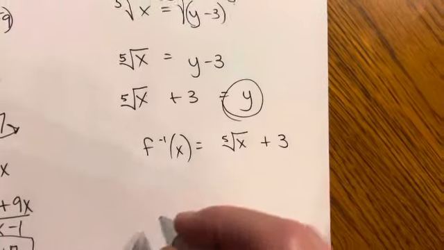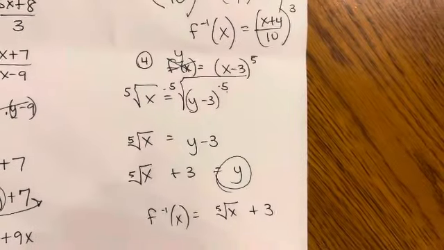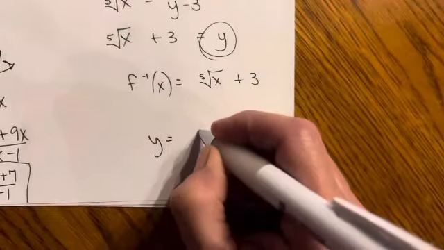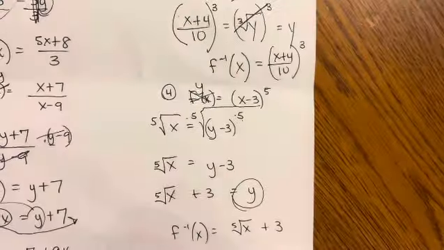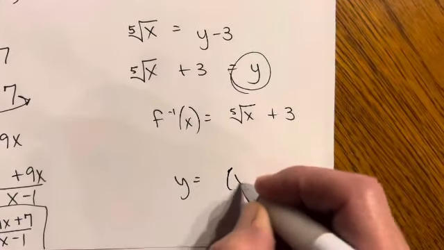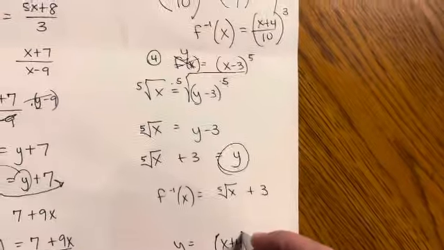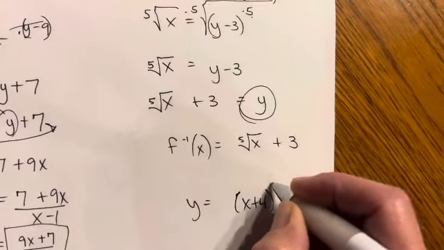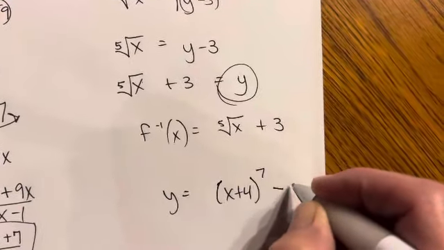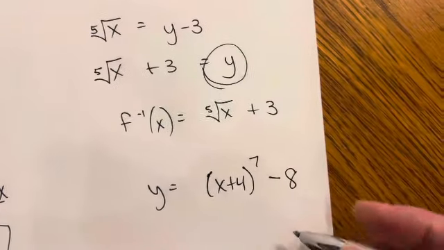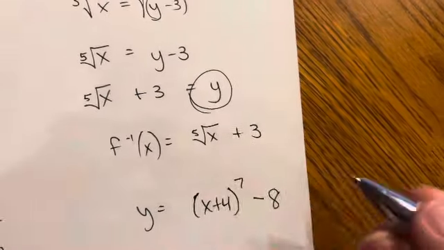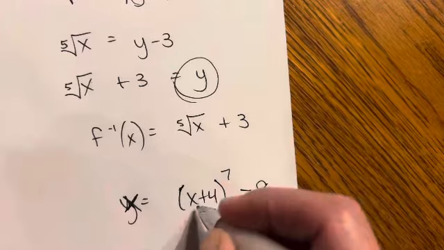And let me just say this. If on this one, like if I would have had this, I'm going to totally change this problem. If you would have had something like this, x plus 4, let's say it's to the 7th power minus 8. The first thing you would have wanted to do, obviously you're going to switch your x's and y's.